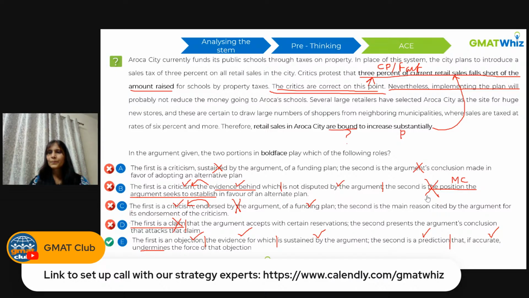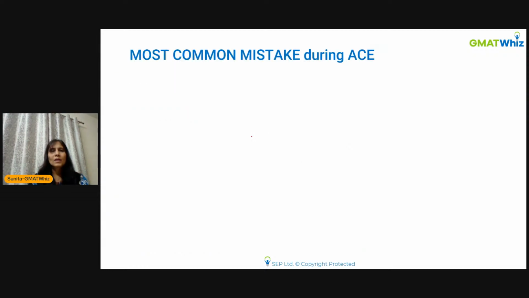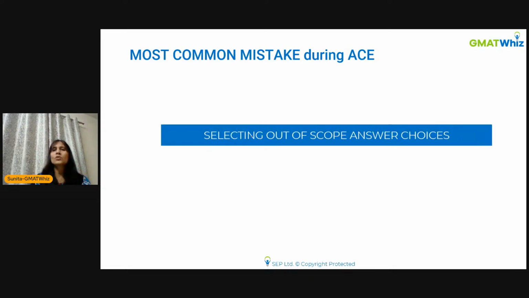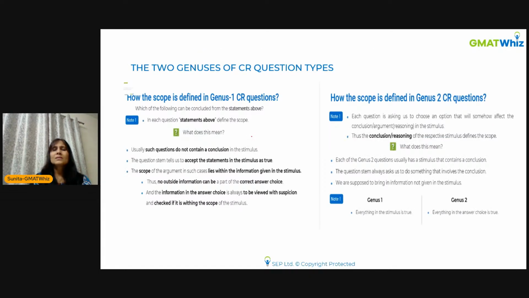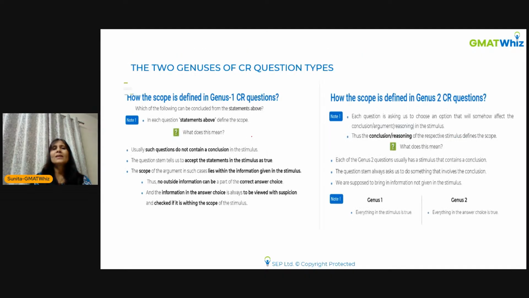All right. Okay. So let me bring up the next question of the evening. But just before that, the most common mistake that we make on the answer choice elimination is we choose an option saying it's an out of scope answer choice. So make sure that you have defined your scope, you have done your pre-thinking for the boldface questions clearly before you proceed to the answer choices.